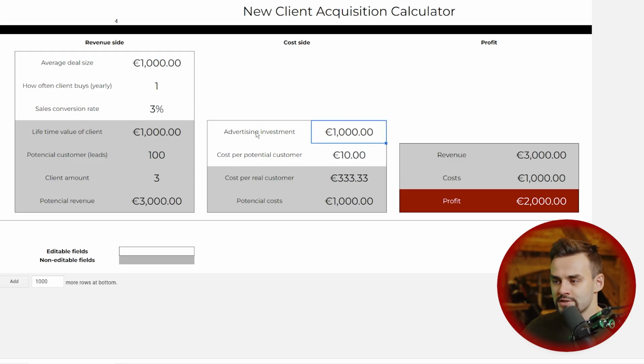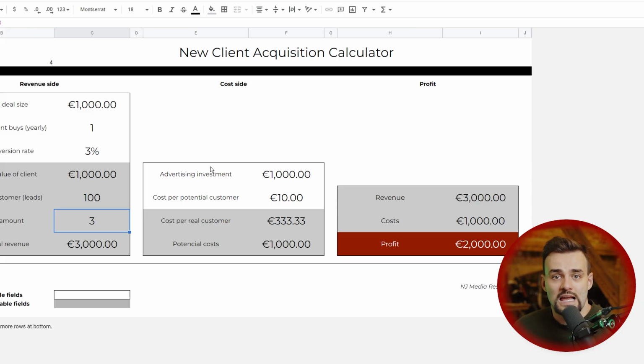Because if you do lead filtering and if you do lead nurturing, that percent could be 6, 7, even 10%. It could be higher. For this case, let's say it's 3%, right? So you spend 1,000 euros, you get 100 leads, 3 of them converted. Of course, we're not taking into account time in this case. As in this example, you would make 3,000 euros and you would spend 1,000, so your profit would be 2,000.